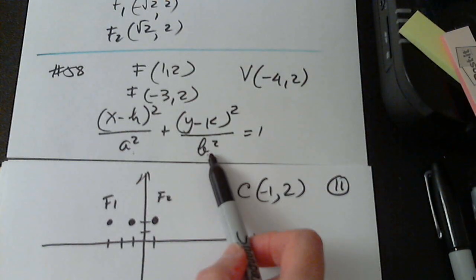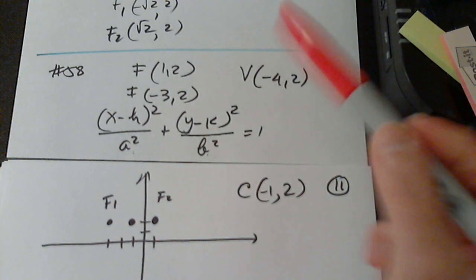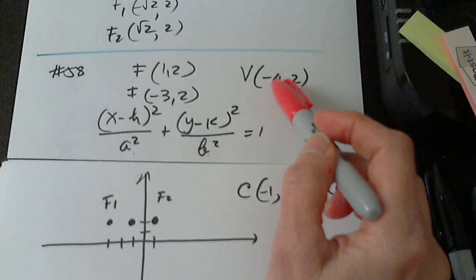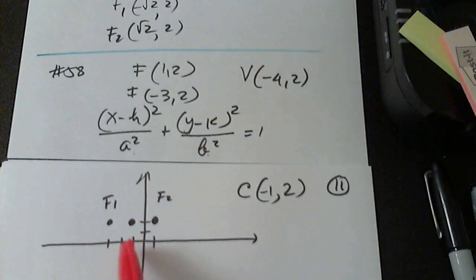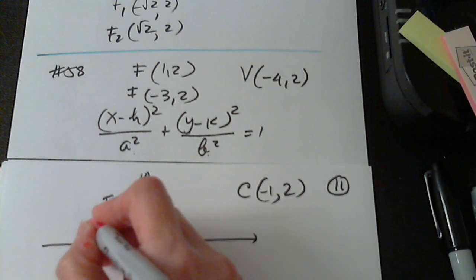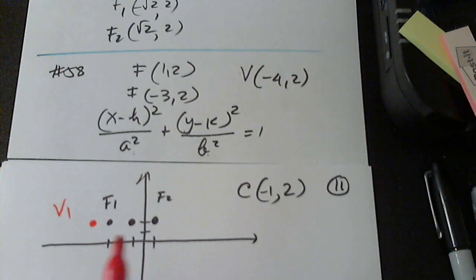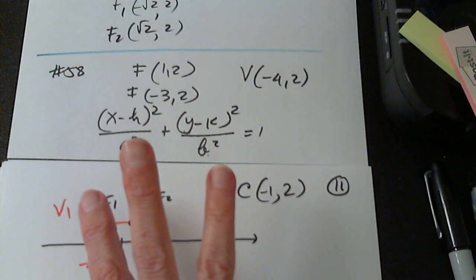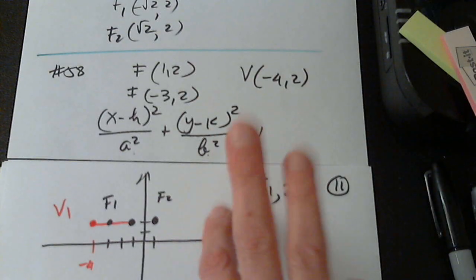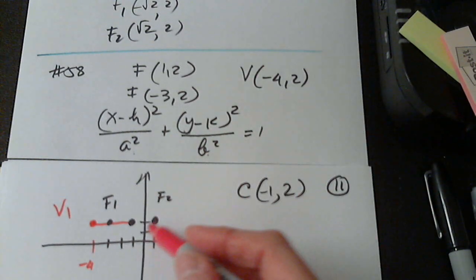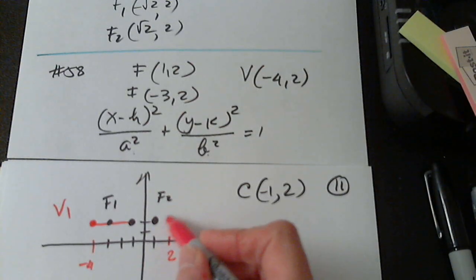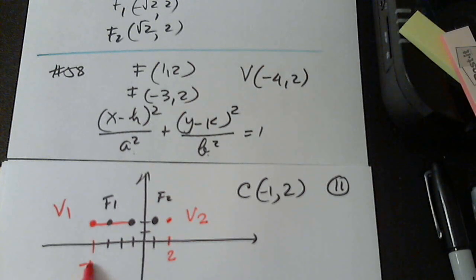Now I have to determine a and b. They are telling us that the vertex, at least one of them, is at (-4, 2). So this is V1. Where is V2? If this is negative 4, the distance between the vertex and the center is 3 units to the left. I have to find the other vertex 3 units to the right. So this is at (2, 2), and this is V2. V1 is (-4, 2), V2 is (2, 2).